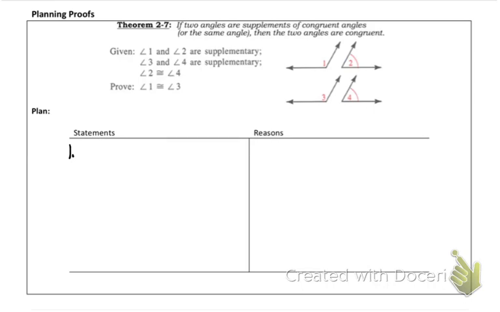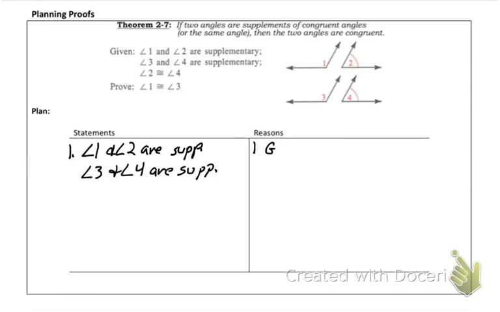So my first thing is, let's list our givens. Angle 1 and angle 2 are supplementary. And angle 3 and angle 4 are supplementary. There's actually a third given step, right? But just because it's so much different than the other two, I'm going to bring that in later. These two are kind of standalone givens. We're going to use it maybe later on.